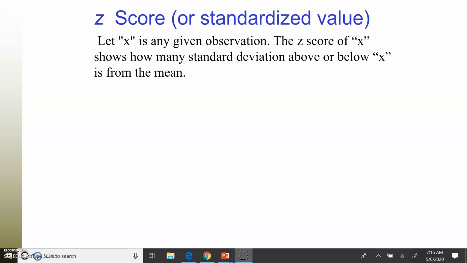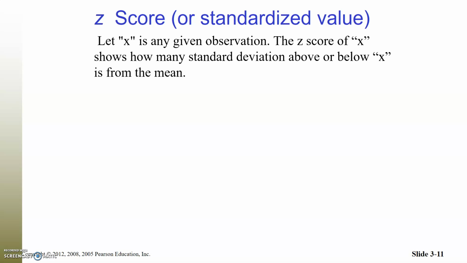Hello everyone, in this video we're going to talk about a very important concept in statistics called the z-score, or a standardized value. Let us suppose you have an observation, a data value which is x. What we want to do is find out its z-score.